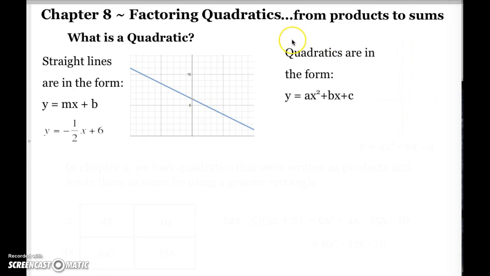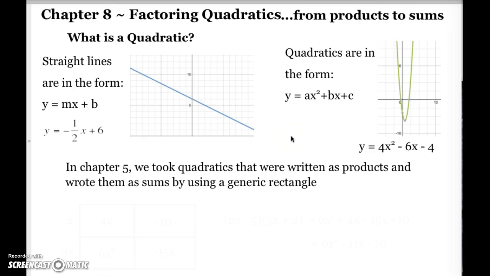Quadratics are written in the form y equals ax squared plus bx plus c. This is what a graph of a quadratic will look like. It's kind of a U or V-shaped graph that is symmetrical, meaning that it goes down at the same rate that it's going to go back up. The equation for this graph is going to be y is equal to 4x squared minus 6x minus 4.